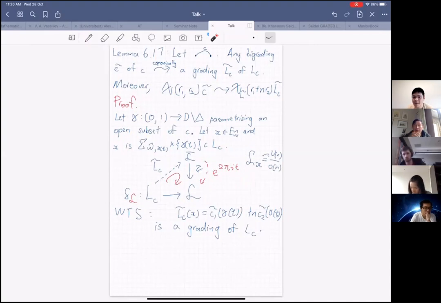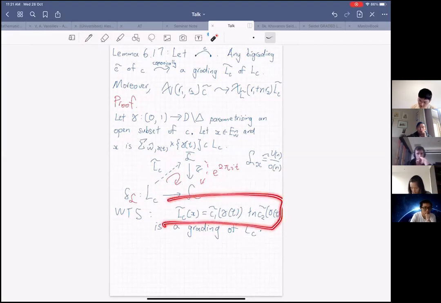You apply the determinant square here. So this should agree with the determinant square map here, so that this is a lifting of this LC. We want to show this diagram commutes with this given map.